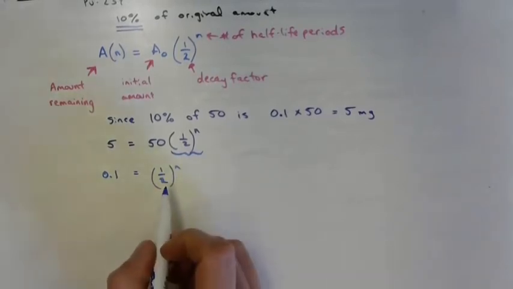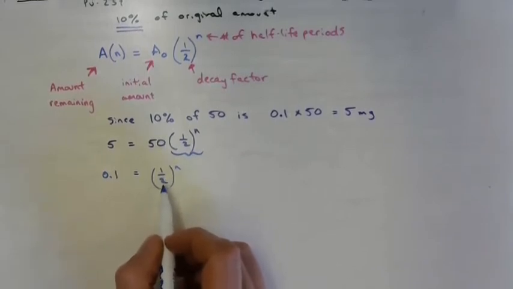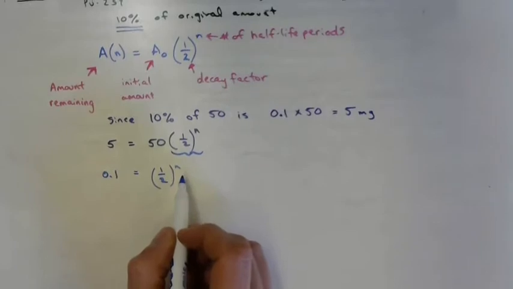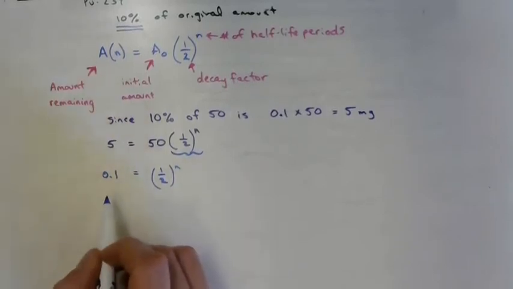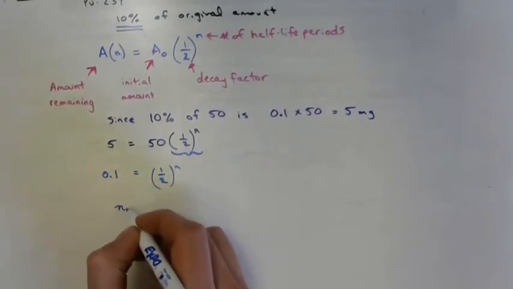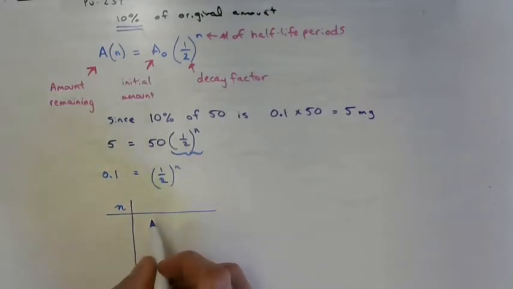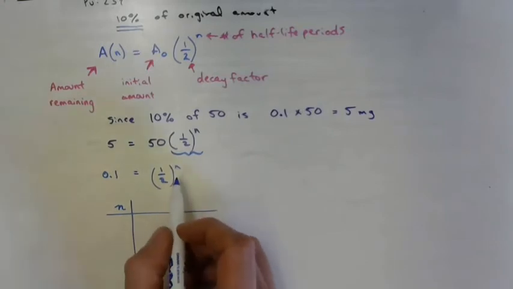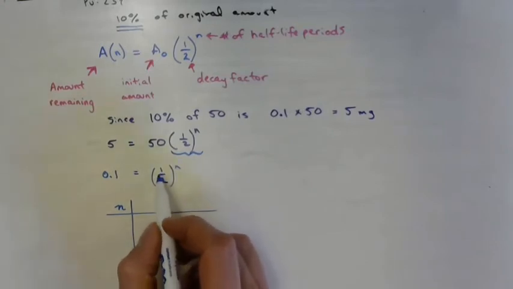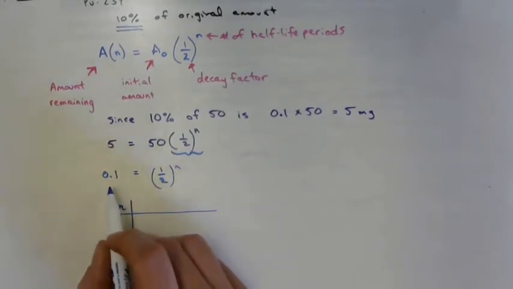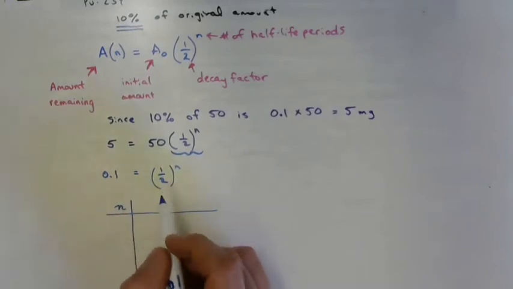I'm going to guess a value for n. I'm basically saying I'm going to take 1/2 and multiply it by itself n times in order to get 0.1. So what I want to do is make a quick little table of values. That's going to be my guess and check. And maybe we'll see what happens if we put in, well, what number do you think? How many times are we going to have to multiply 1/2 by itself to shrink down to 0.1? 1/2 is 0.5, by the way.